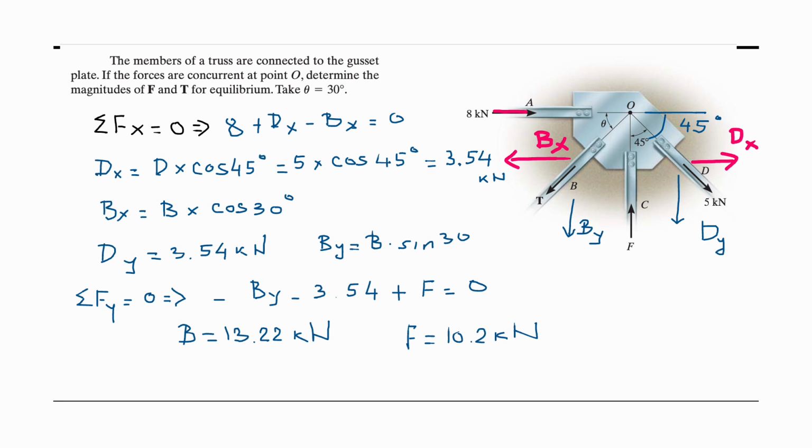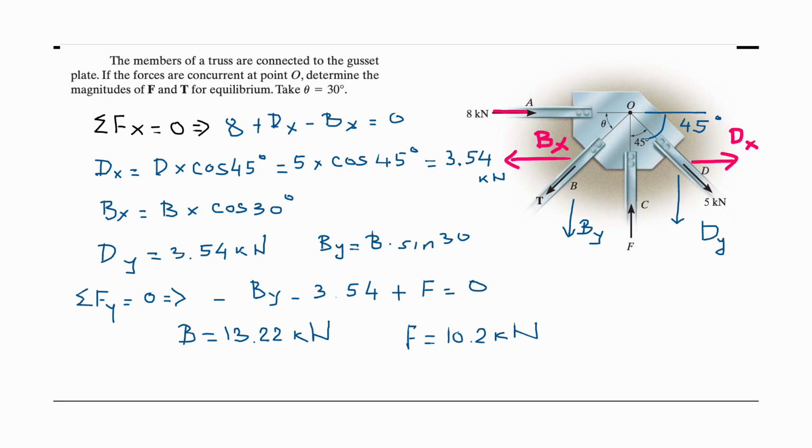T force has to be resolved into two components, Bx and By. Since we have here an angle theta, which is given to us as 30 degrees, our Bx will be B or T times cosine 30, and it will be in a negative direction because it is opposite of the positive x-axis. And for By, again using trigonometry, we obtain that By is equal to minus B times sine 30. Then we have F, which is in a positive direction. Then we have a force D, which is given to us as 5 kilonewton.